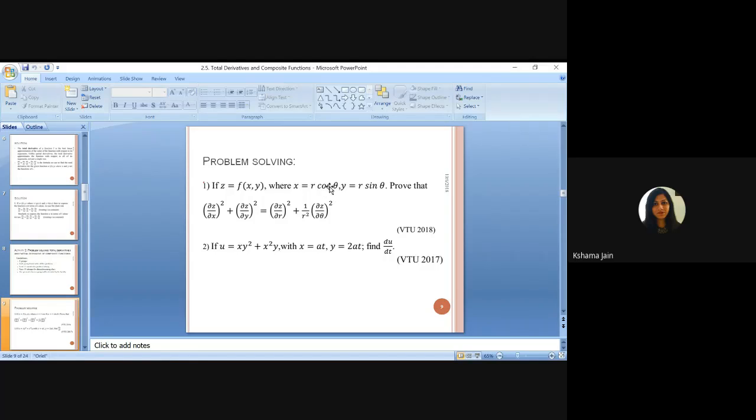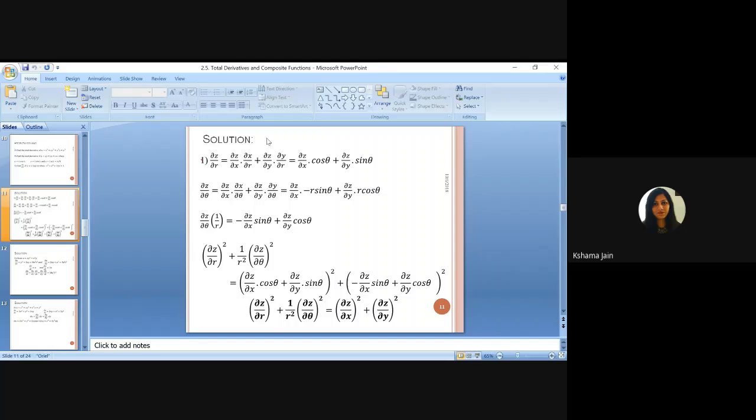In that case, I will differentiate: del z by del x into del x by del r plus del z by del y into del y by del r, because x and y can be differentiated with respect to r. Whatever I did for r, the same thing we can do for theta.